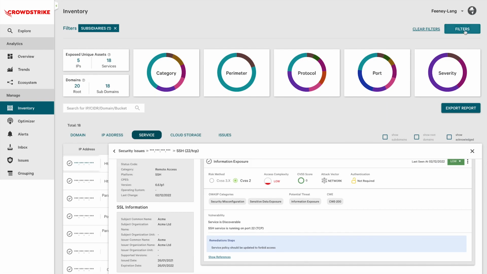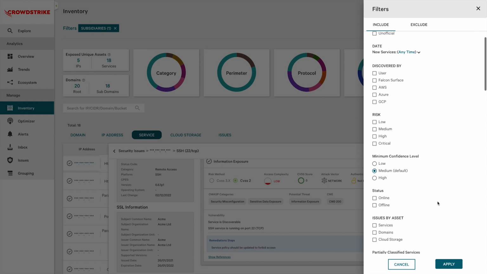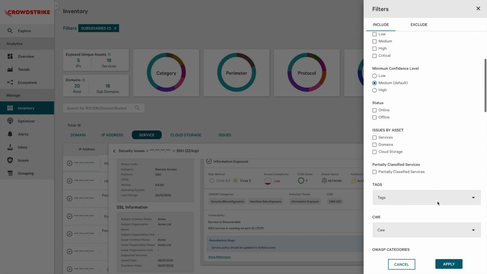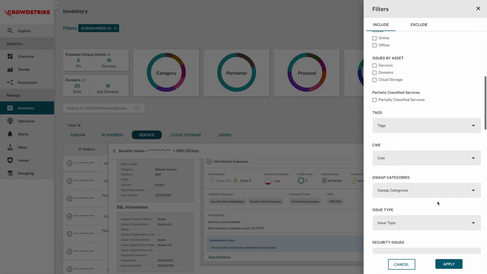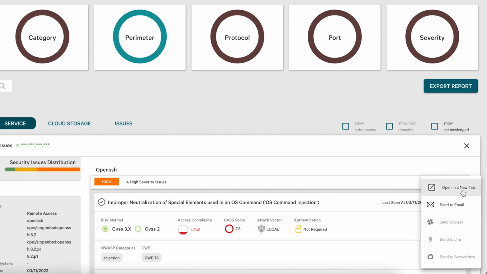With a plethora of filtering options at your fingertips, analysts have an easy way to prioritize and monitor risk and measure the impact of subsidiary posture across brands and locations in an automated way. And with a variety of integration options, alerting can be done natively via email or via integrations with the likes of Slack, Jira, and ServiceNow.